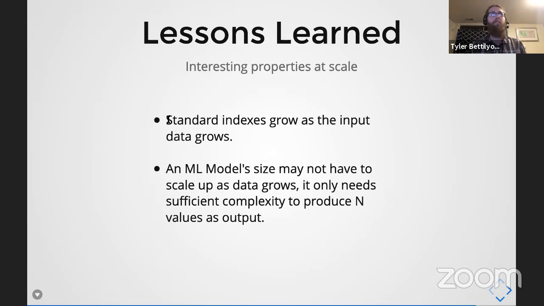We talked about this. The standard index grows quite quickly as the data grows, whereas the ML model can stay a relatively fixed size, but still have enough capacity to make reasonable predictions, even as the data grows extremely large.